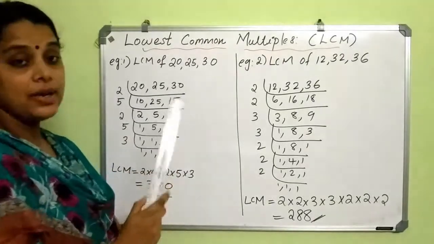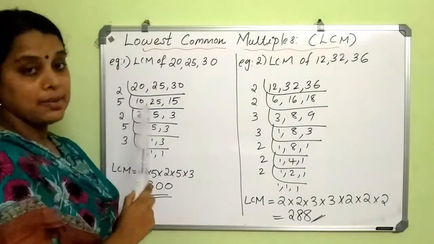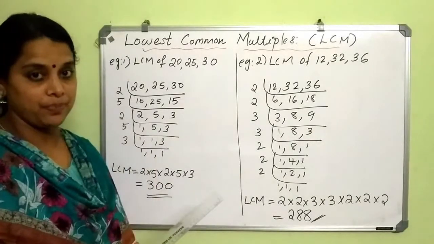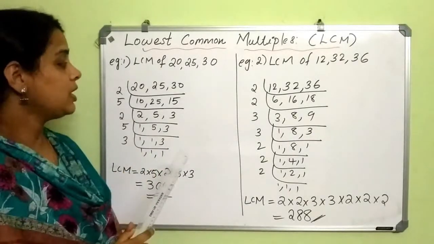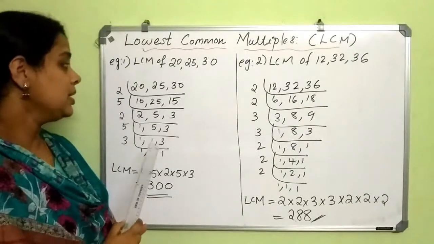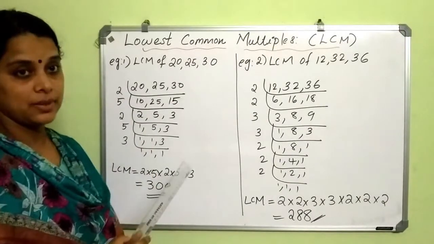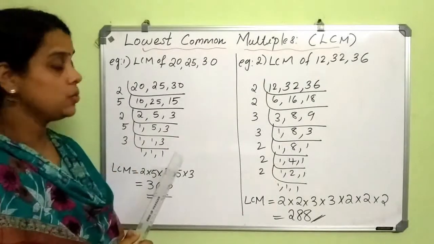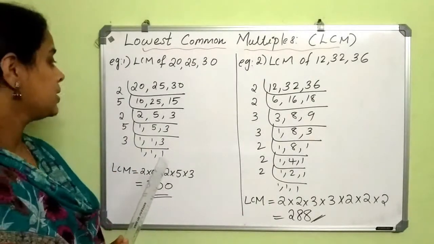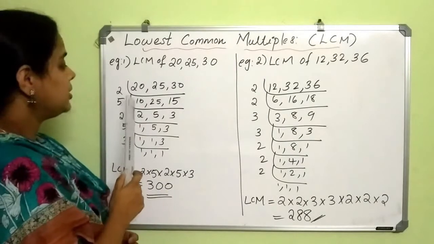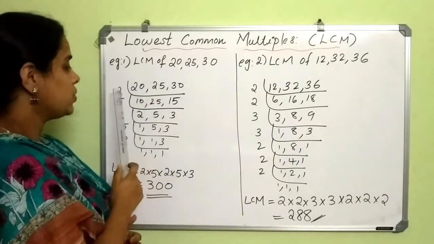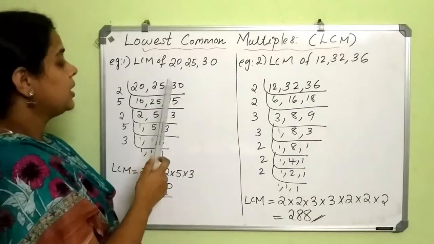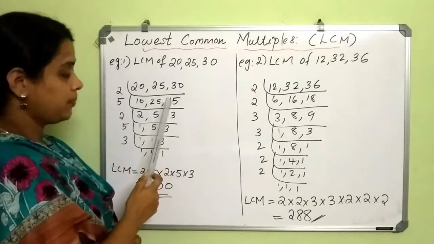Now start dividing with the least prime number, which is divisible by at least one number. If one number is not divisible by that prime number, we can write down as it is. First, see, I took 2 here. 2 is the least prime number. So 20 divided by 2 is 10. 25 is not possible to divide. So as it is we can write down. Now 30 divided by 2 is 15.